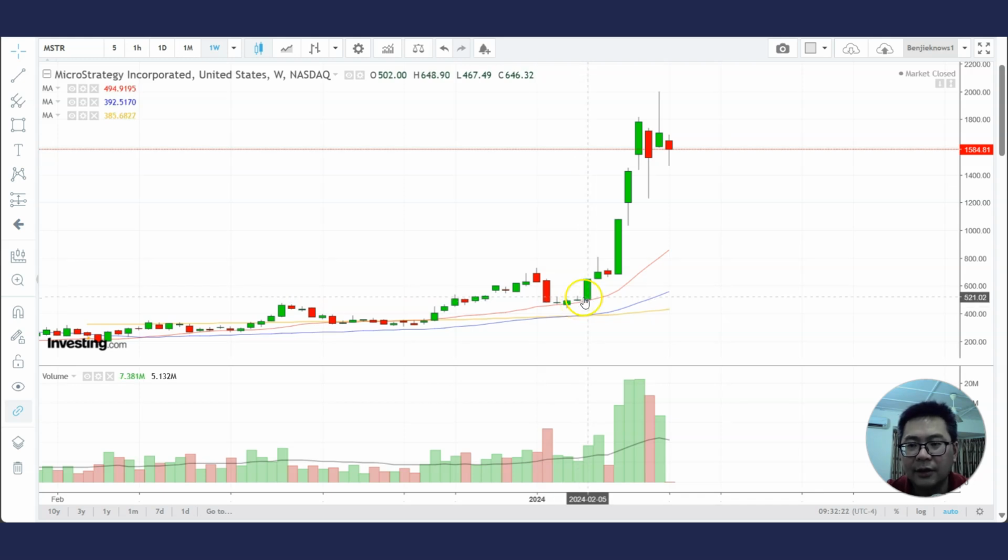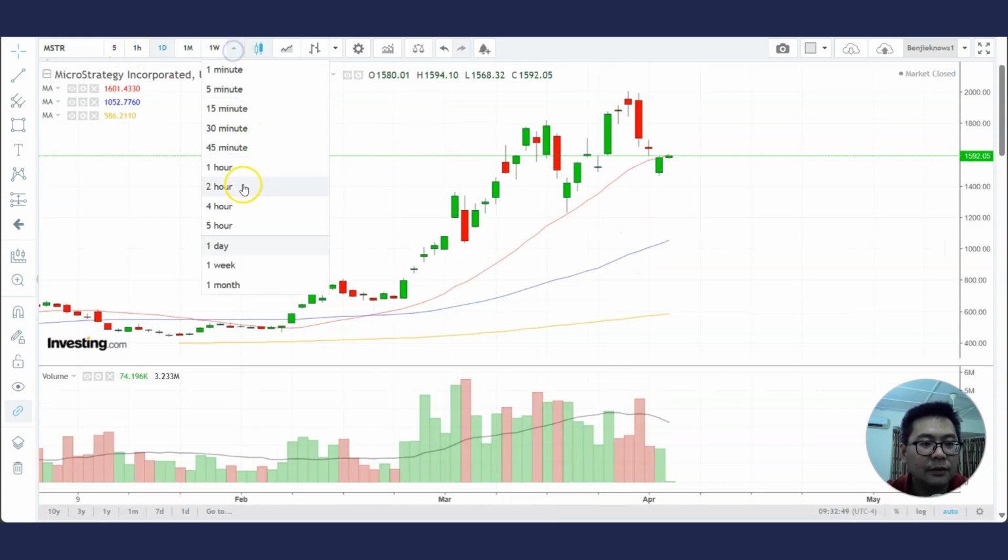You know, you can imagine 500 up to about 2000, right? And 2000 is a round number psychological area as well. So what you need to do for longer term investors is to wait for it to form a continuation pattern, right, to form a base, and maybe from there we see it can break out higher.